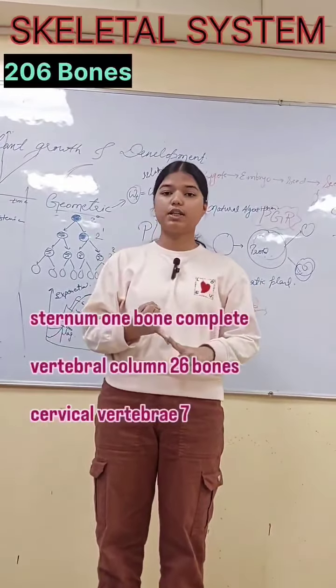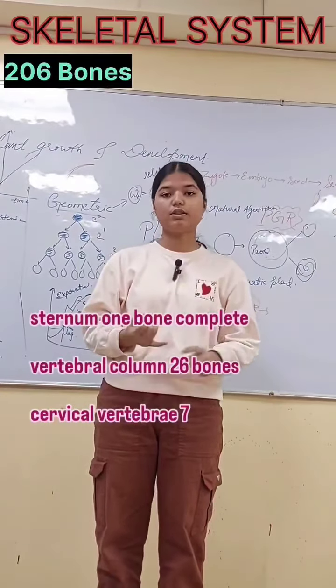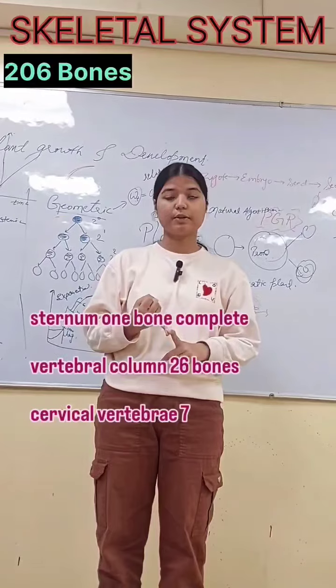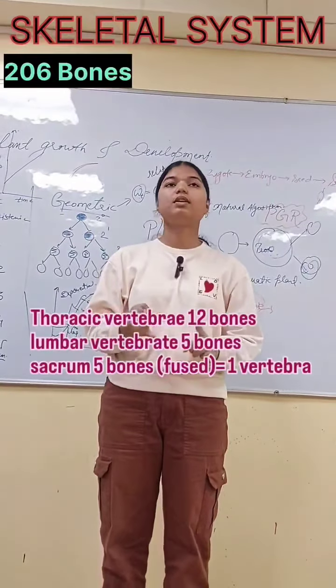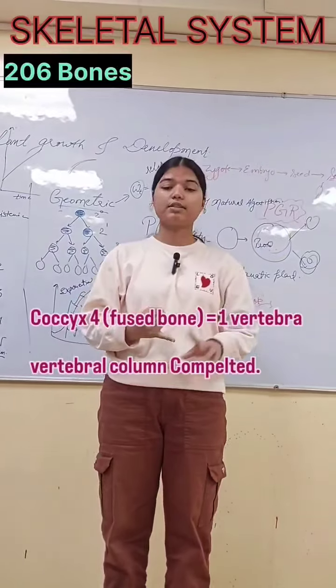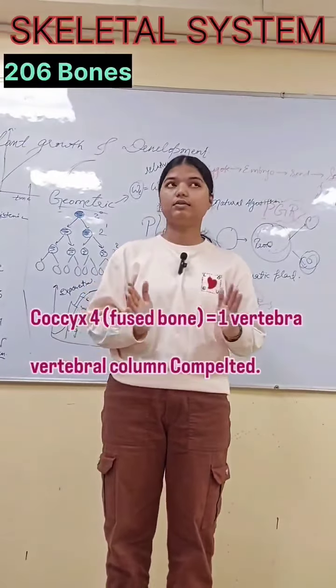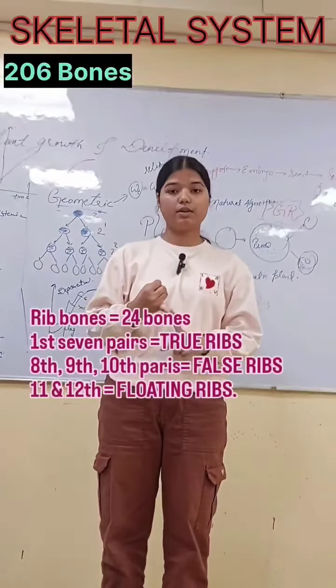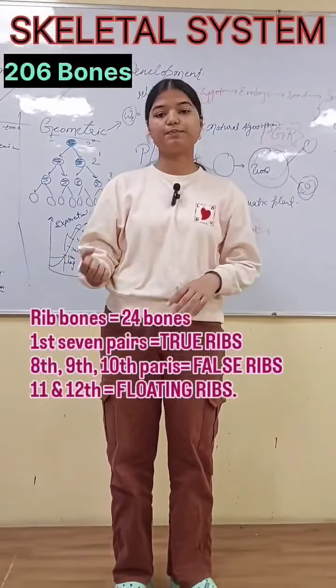Our skull is complete. Now the sternum is 1 bone, complete. The vertebral column has 26 bones: cervical vertebrae 7 bones, thoracic vertebrae 12 bones, lumbar vertebrae 5 bones, sacrum 5 bones fused into 1 vertebra, and coccyx 4 fused bones making 1 vertebra. Vertebral column completed. Then the rib bones are 24 bones, 12 pairs.